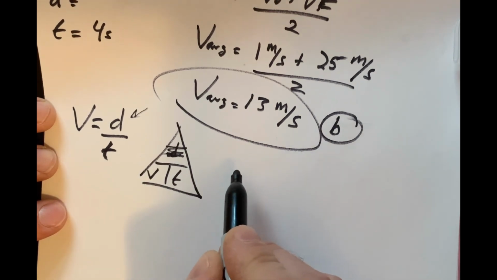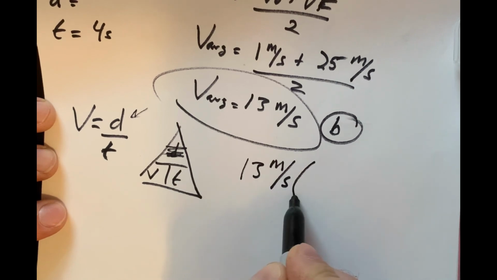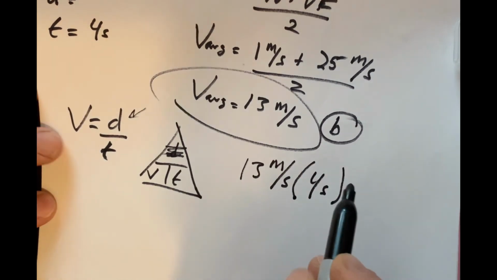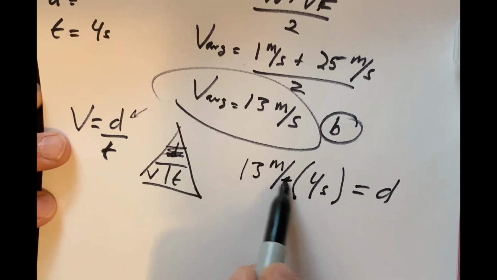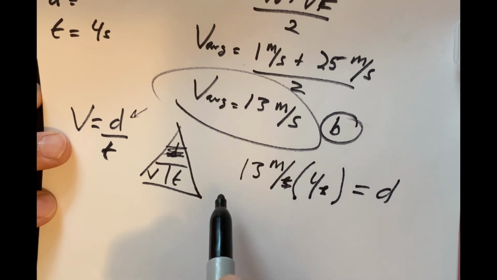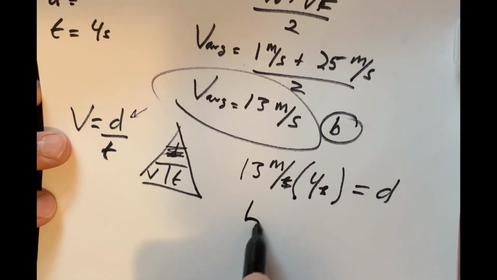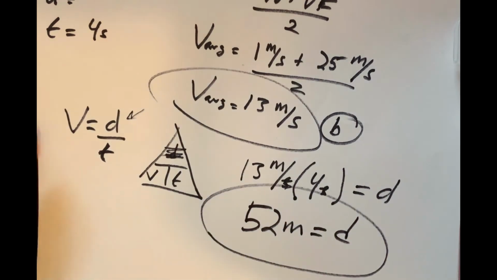So the average velocity is 13 meters per second. And I'm going to multiply that by the time, which is 4 seconds. And that is going to equal my distance. And once again, if we look at our units, seconds are going to cancel. So my final answer will be in meters, which is the correct unit I'm looking for. And 13 times 4 is going to be 52 meters is equal to the distance. So my man Murdoch ran 52 meters after that squirrel, which he never caught.